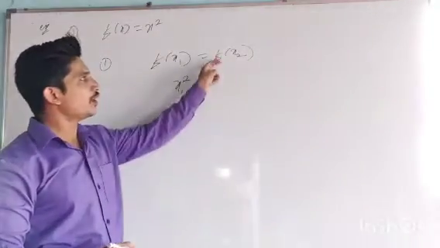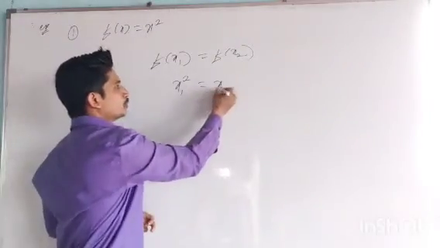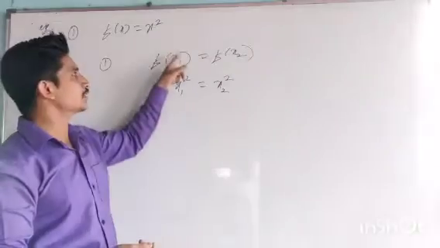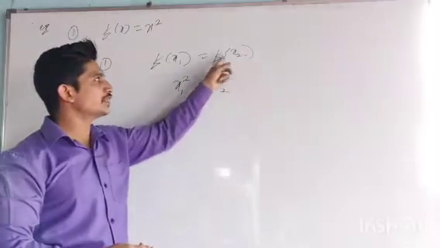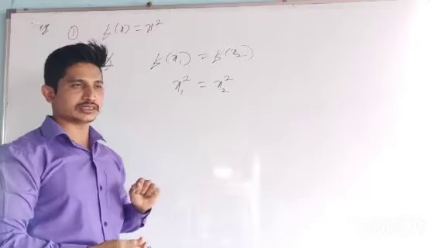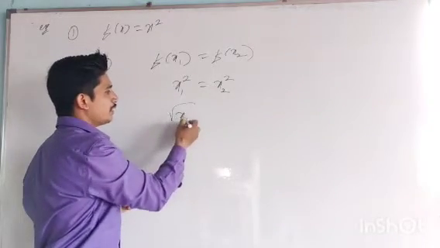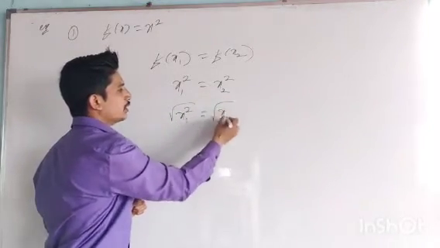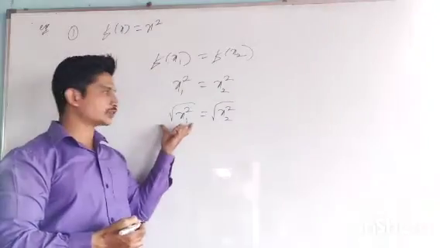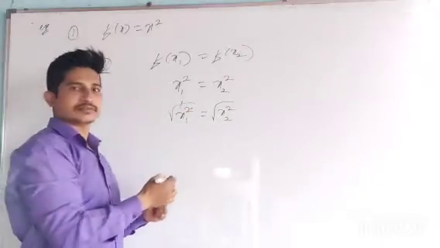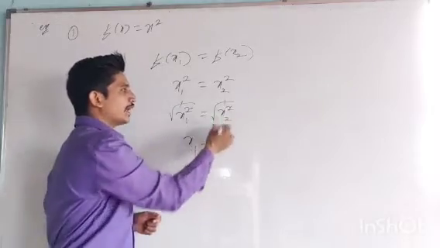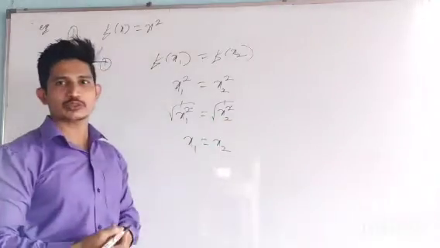Okay, and f of x2 is what here? x2 square. Yes, f of x is x square. If it is x1, x1 square. If it is x2, x2 square. Now taking square root on both sides. Taking square root of x1 square and square root of x2 square. Square and root get cancelled here. What remains? x1 will remain here, and here the square root cancels. What remains? x2 will remain here.